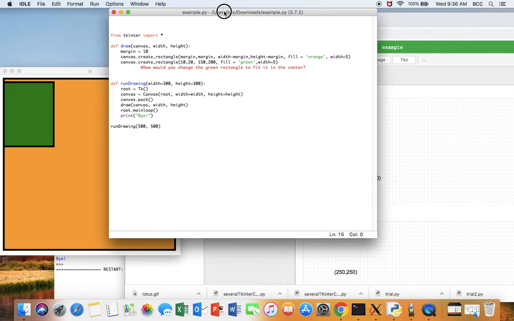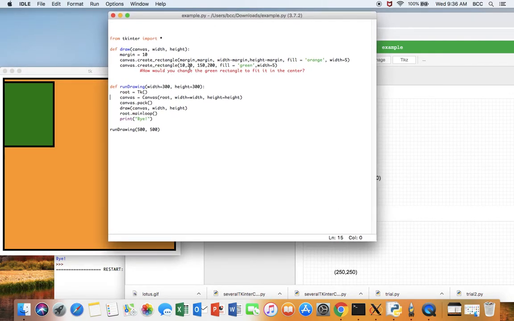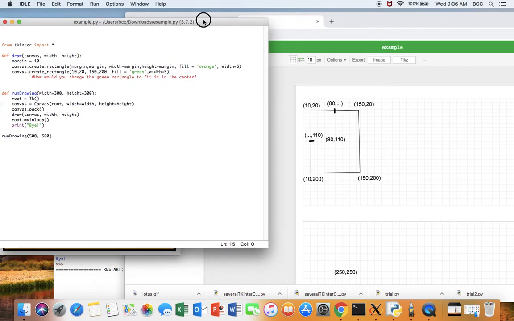Notice at present your green rectangle is located between these two extreme points. 10, 20 is the left top point and 150, 200 is the right bottom point. All right, so I have a small graph here, 10, 20 over there and 150, 200 over here. So these are the opposing points which allow you to draw your rectangle. Okay, so how do I figure out the center of this rectangle?